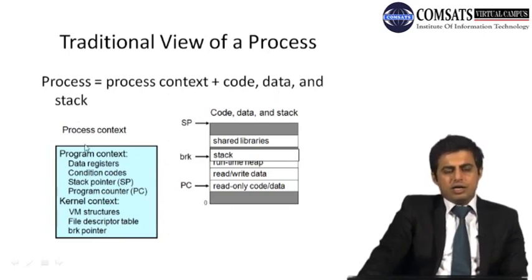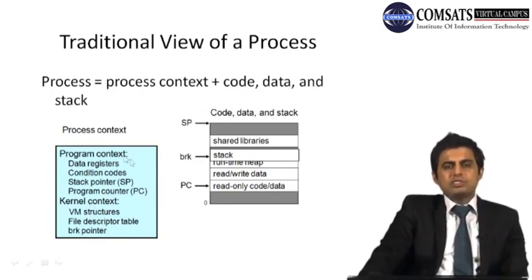ठीक है, और अगर आप देखें कि प्रोसेस कॉन्टेक्स्ट के अंदर क्या चीज़ें शामिल हैं कि उसके पास कौन से डेटा रजिस्टर्स हैं, व्हाट काइंड ऑफ कंडीशन कोड्स इट हैज़ गॉट, और इसका स्टैक पॉइंटर क्या है, एंड देन व्हाट इज़ द प्रोग्राम काउंटर. तो इसमें स्टैक पॉइंटर और प्रोग्राम काउंटर इसके अपने होते हैं प्रोसेस के. फिर इसके अंदर कर्नल कॉन्टेक्स्ट भी शामिल है जिसमें वर्चुअल मेमोरी स्ट्रक्चर्स हैं और फाइल डिस्क्रिप्टर टेबल्स हैं और बीआरके पॉइंटर्स हैं, ब्रेक पॉइंटर्स हैं.